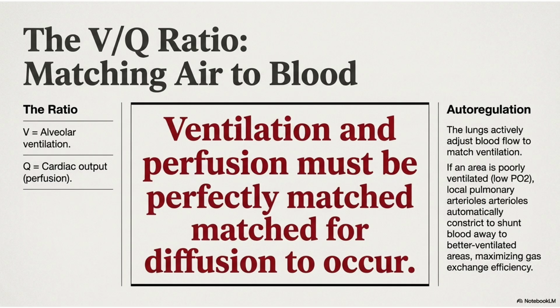For gas exchange to be efficient, ventilation and perfusion must be perfectly matched. That's your VQ ratio. The lungs utilize autoregulation to maintain this balance. If an area of the lung is poorly ventilated, for example, you have low PO2, local pulmonary arterioles will automatically constrict to shunt blood away to better ventilated areas, increasing efficiency. So this is called the VQ ratio.